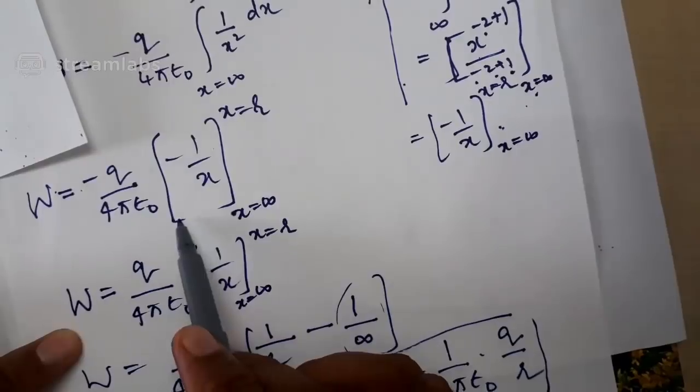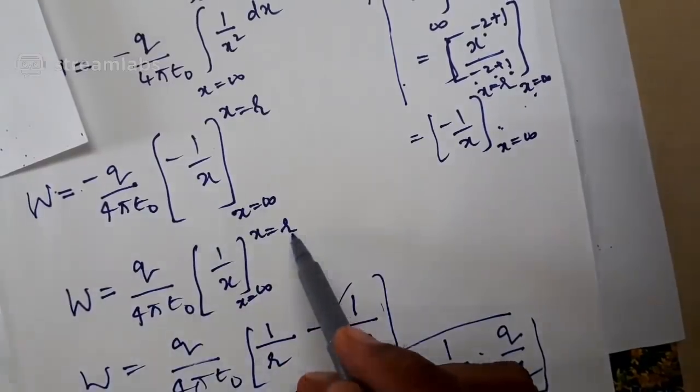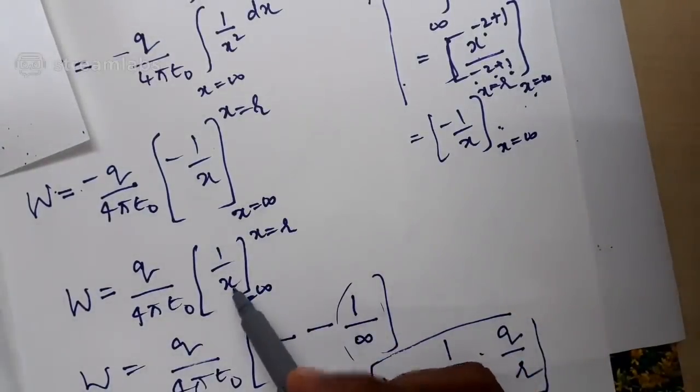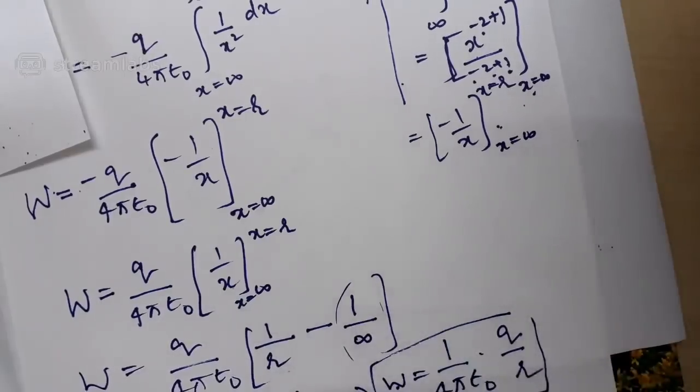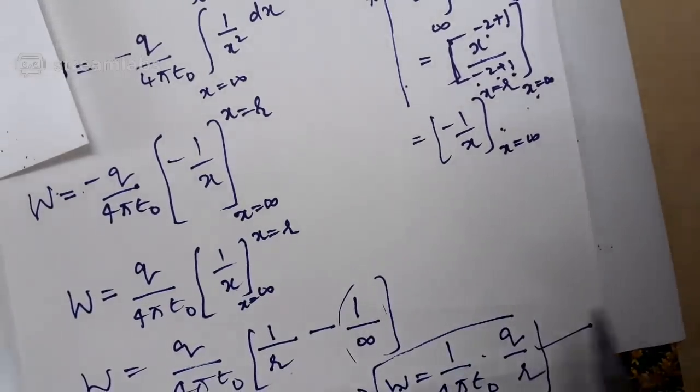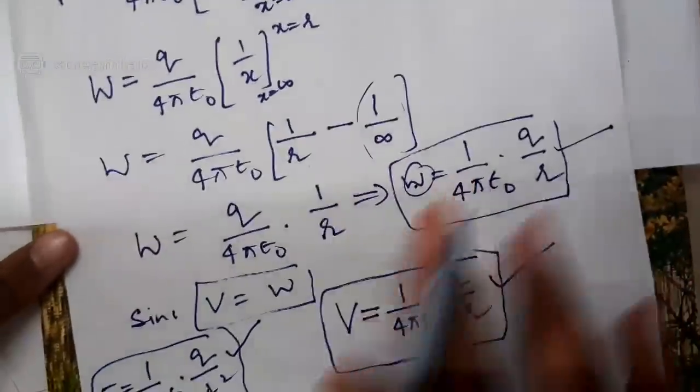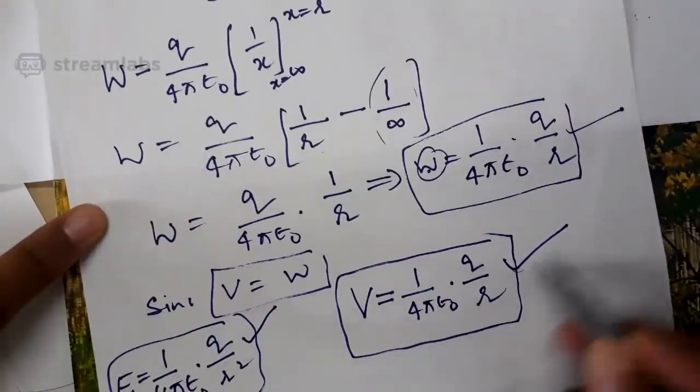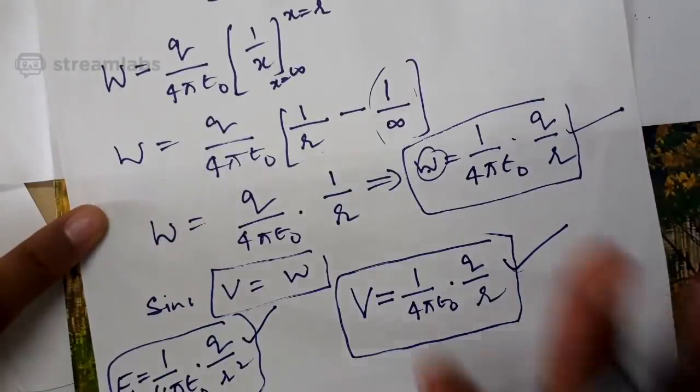Do the substitution here. Now putting the limit values: first upper limit r, x is equal to r, minus lower limit 1 by infinity. So you will arrive at this equation, and according to the definition, this w itself is v. So I can write v is equal to 1 by 4 pi epsilon q by r.